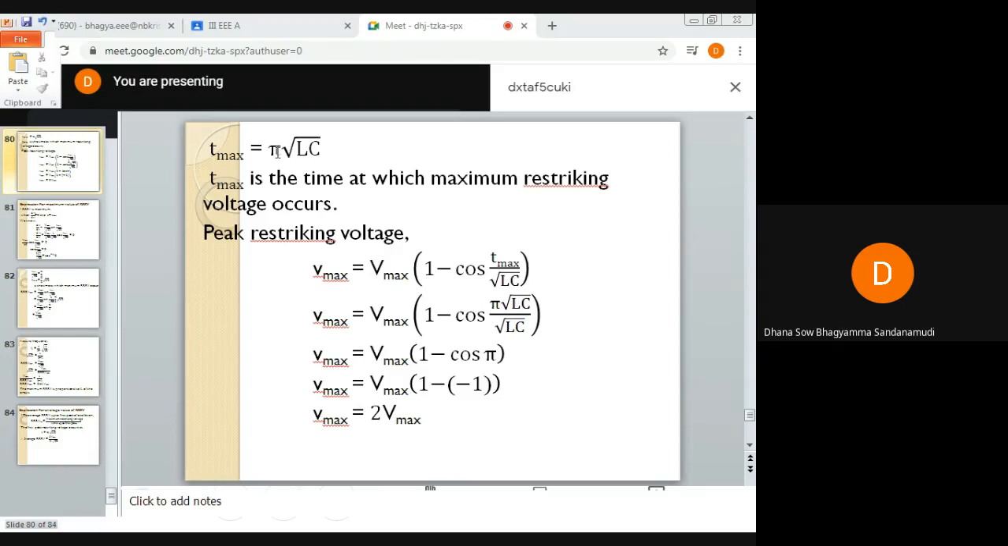What is T max? Pi root LC. Substitute pi root LC, root LC will be cancelled. Cos pi you will get minus 1. So 1 minus of minus 1 you will get 2. So v max equal to 2 V max. Maximum value of restriking voltage is 2 times of the peak value of the voltage. 2 V max.